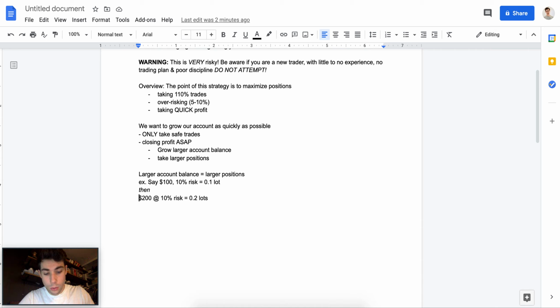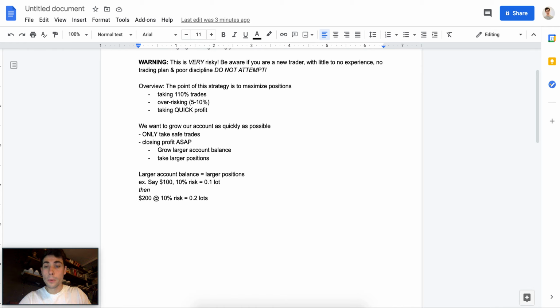Well, in order for us to make a $100 increase in our account on a $400 balance, and we're risking 0.4 lots now, then we only need to catch 25 pips, because 25 pips at 0.4 lots is $100. 50 pips at 0.2 lots is $100. 100 pips at a 0.1 lot is $100. You understand what I'm saying?